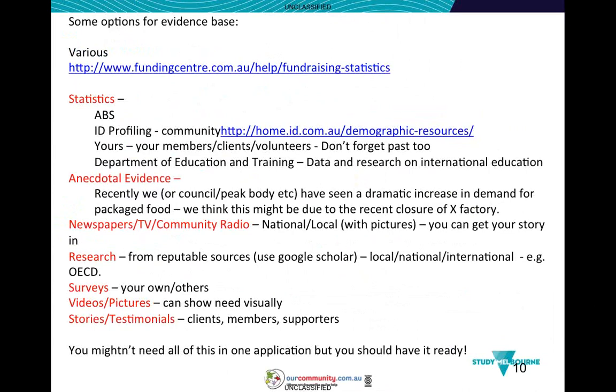So it may also be that there's anecdotal evidence through newspapers, through councils. It might even be linked perhaps to your local council youth plan or youth strategy. Of course, there's other research available as well. So you may not use all of this evidence, of course, in one application. There are word limits, but we should have it ready. And again, the benefits for doing this is it does save you time in the long run.